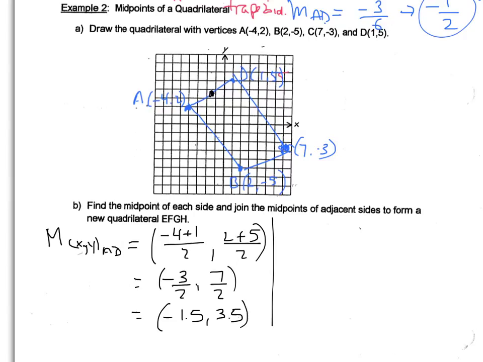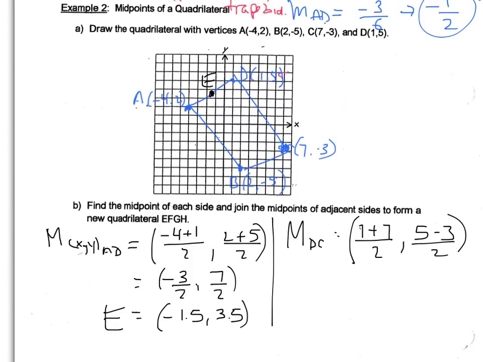Corner of the new quadrilateral will start at that midpoint. It says we're going to form a new quadrilateral EFGH. So we'll label this point E. Next, the midpoint of DC is going to be the average of the x's and the average of the y's. So 8 over 2 is 4 and 2 over 2 is 1. That's the coordinate of point F. So 4, 1 is right there. My line's a little bit off, but that's okay.